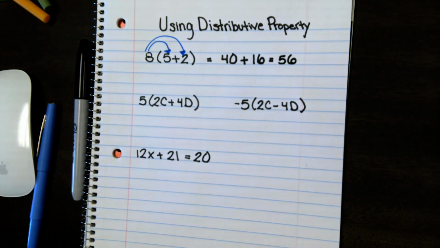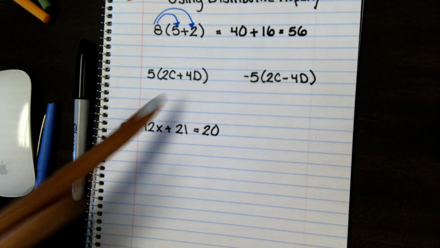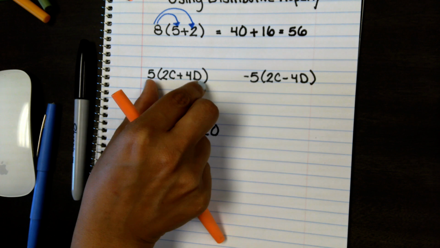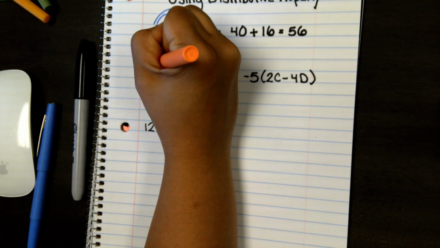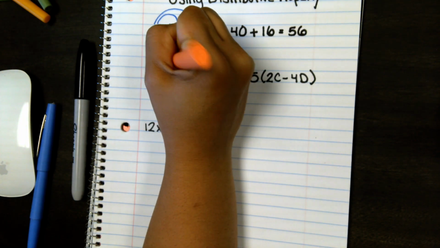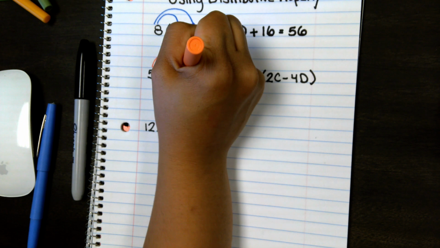Now, what you'll see a lot of is the distributive property with variables involved as well. So in this case, I have 5 times 2c plus 4d, 5 times this whole thing. So I'm going to do the same thing that I just did. 5 times 2c and 5 times 4d.